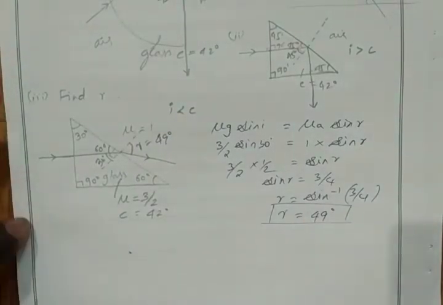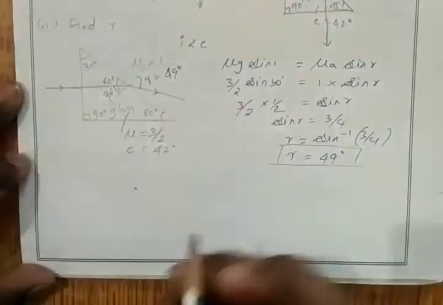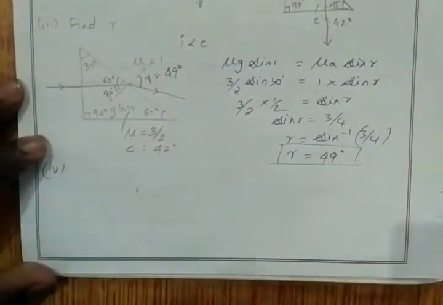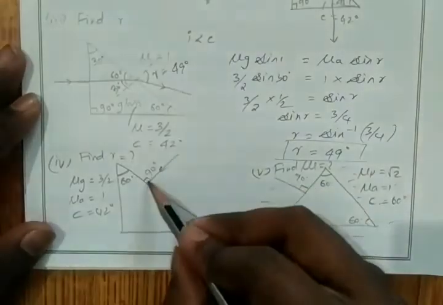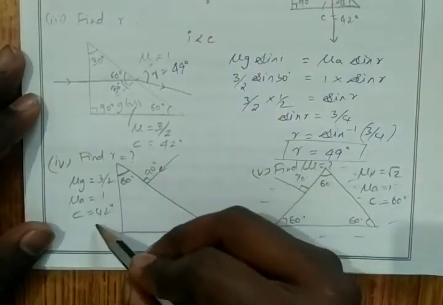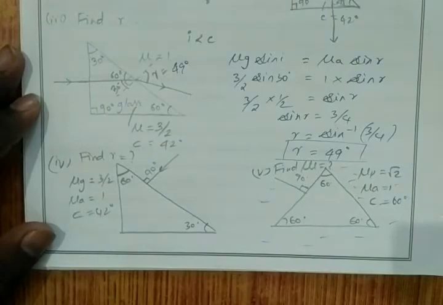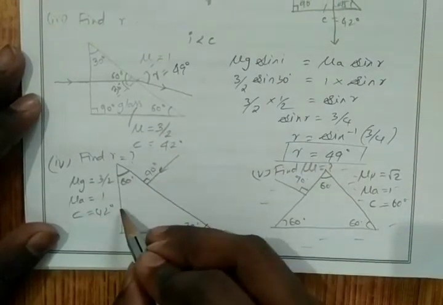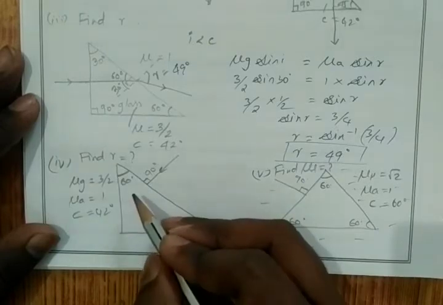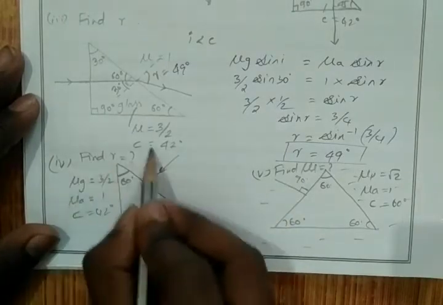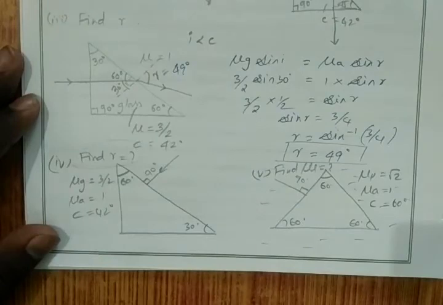Note the next problem. This is for your homework, similar to this problem. In this fourth problem, incident ray falls at 90 degree. All the values are given, mu g, mu a, c. Then it moves unaltered because it falls at 90 degree. After that you will calculate and find the angle of refraction.